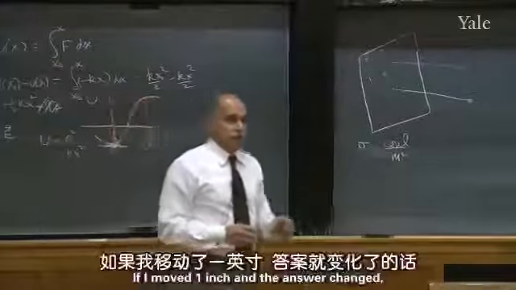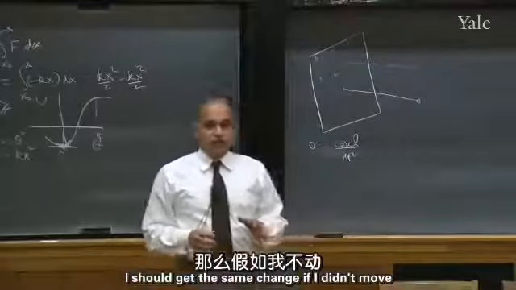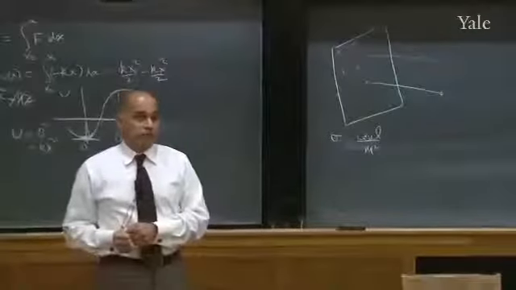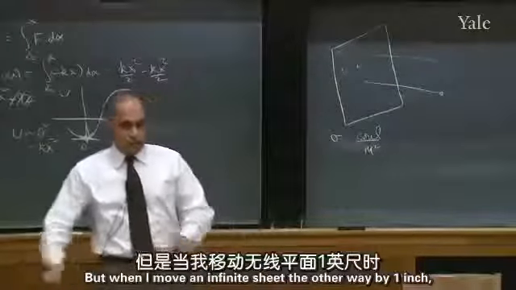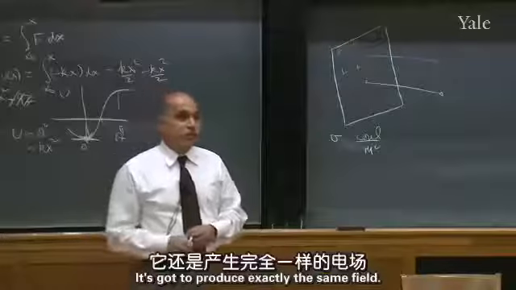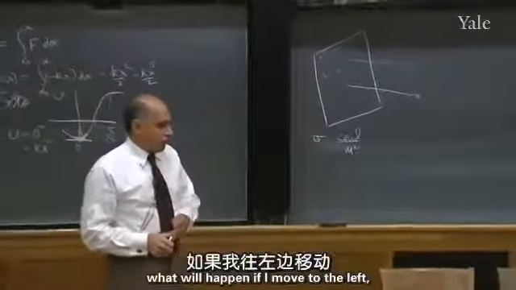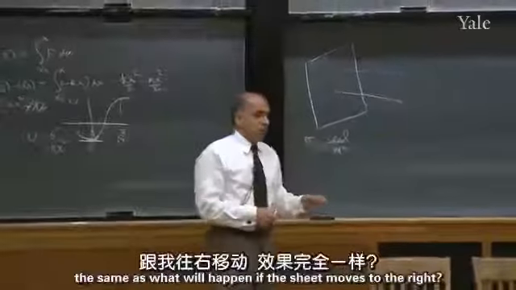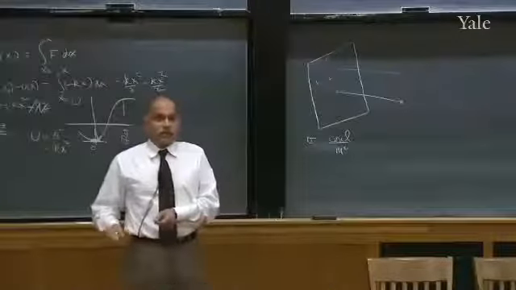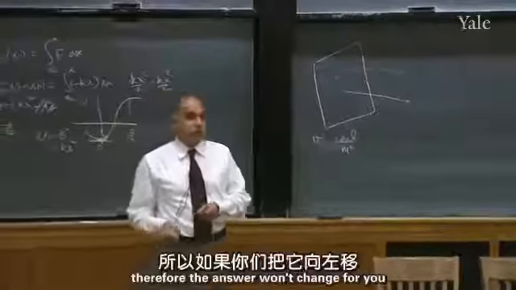If I moved 1 inch and the answer changed, I should get the same change if I didn't move and somebody moved the sheet 1 inch the other way. But when I move an infinite sheet the other way by 1 inch, it looks exactly the same. It's got to produce exactly the same field. So you can always ask, what will happen if I move to the left? The same as what will happen if the sheet moves to the right. The sheet moving to the right looks exactly like the sheet before. The answer won't change. Therefore, the answer won't change for you if you move to the left.